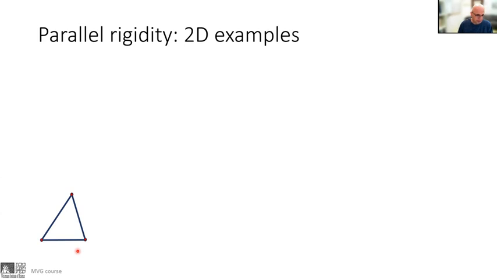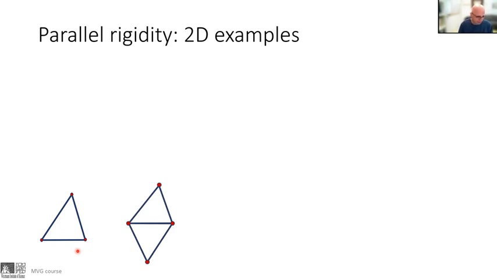We know that if we know the angles in a triangle, then it's similarity of triangles. Right, similar triangles, exactly. So it is parallel rigid, which means that we know the positions up to scale. Okay, good, fine. What about this one, this formation?